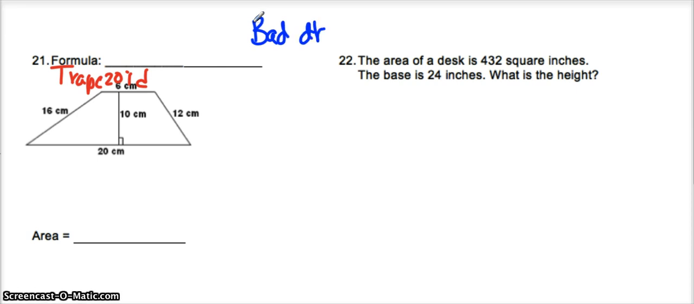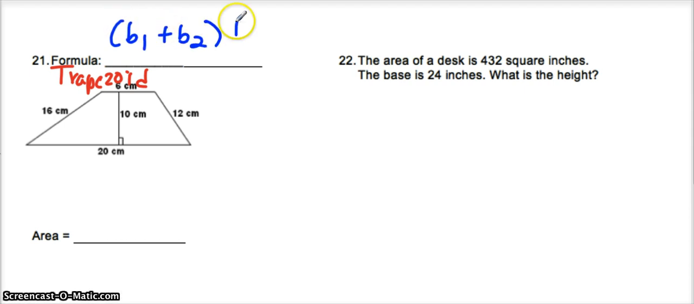That'll be your secret. Bad drawing of the trapezoid. I made a really bad drawing of the trapezoid. Anyway, the formula for the trapezoid is base 1 plus base 2 times the height of the trapezoid divided by 2. Because you end up putting the trapezoids together, you get the formula for one big parallelogram, but the trapezoid is only half of it, so we divide it by 2.